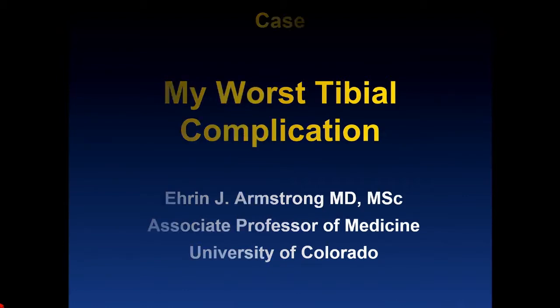So much like the previous talk, it's one of these be careful what you wish for. I was looking around for a talk like this, and this actually happened about 2 or 3 weeks ago as well. So my worst tibial complication.